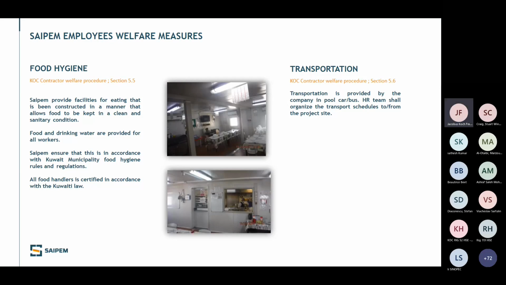Food and drinking water are provided for all workers. SAIPAM ensures that it is in accordance with Kuwaiti municipal food hygiene rules and regulations. All food handlers are certified in accordance with the Kuwaiti law. Transportation is provided by the company in pool car buses. The HR team shall organize the transport schedule to and from the project sites.